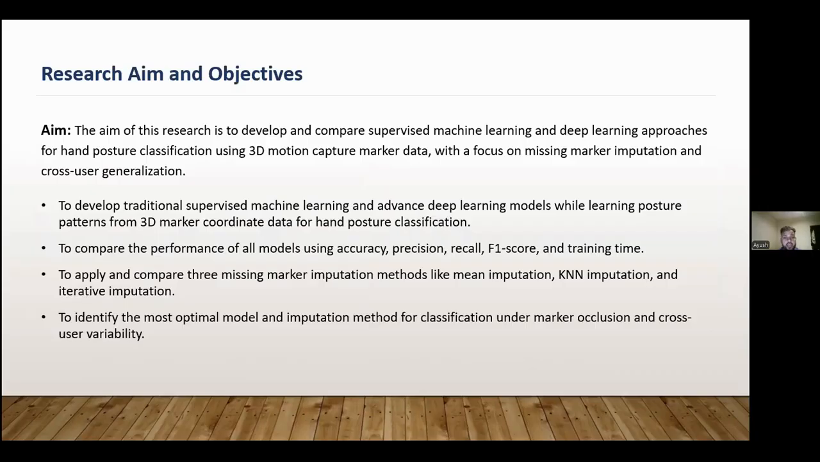Research aim and objectives. The goal of this research is to build and compare machine learning and deep learning models, while also testing three ways to fill in missing marker data and checking how well the models work on new users.